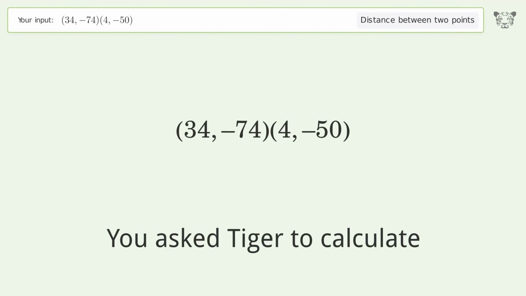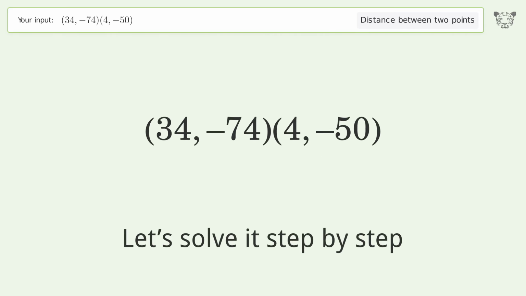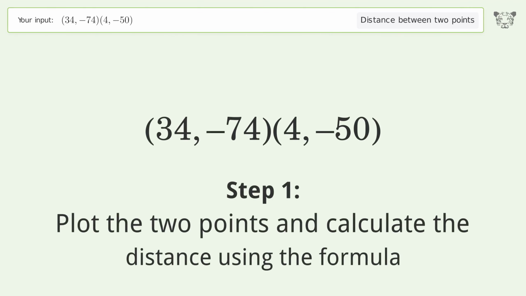You ask Tiger to calculate. This deals with the distance between 2 points. The distance between the 2 points is the square root of 1476, or 38.419. Let's solve it step by step. Plot the 2 points and calculate the distance using the formula.